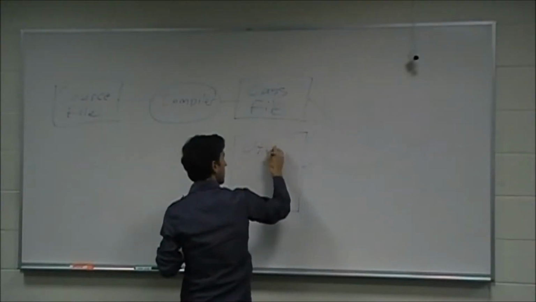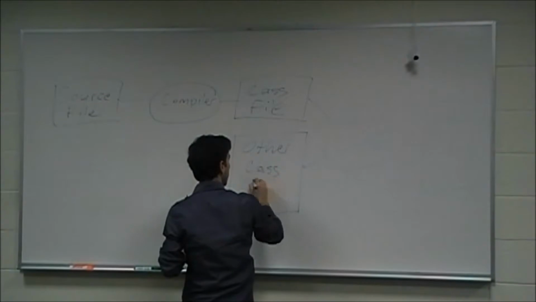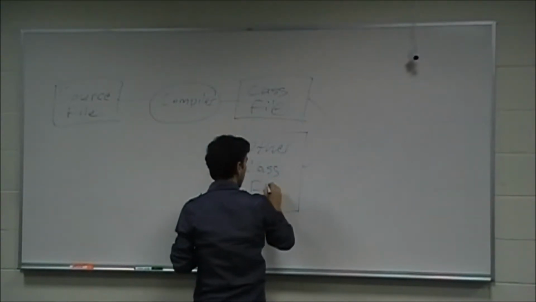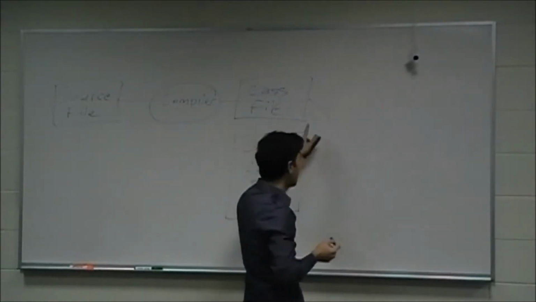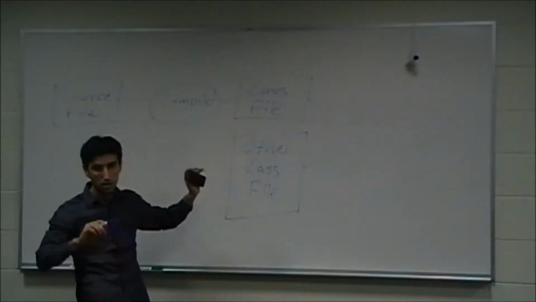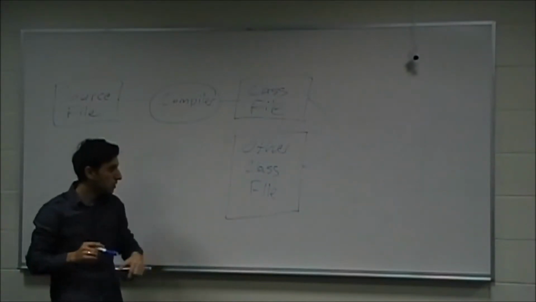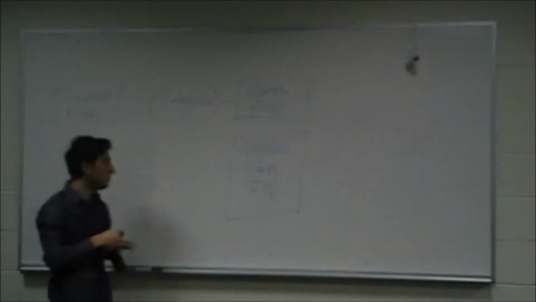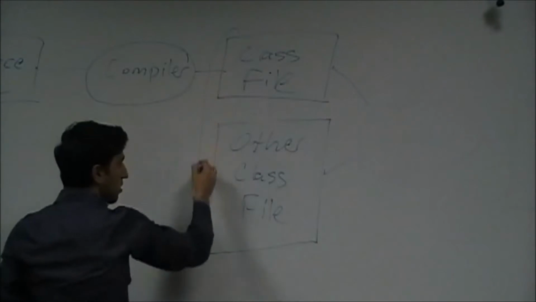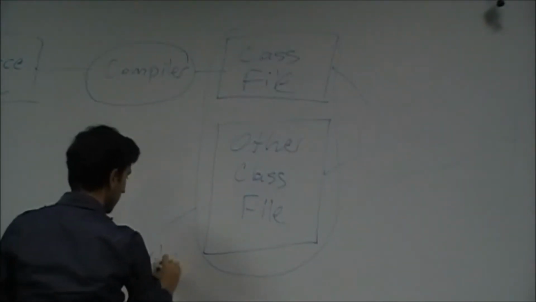And there are other class files that are available, just like we saw. These are numerical instructions for a machine to follow, but not the computer itself. We're going to see later on what machine. These are numerical instructions for the machine to follow. This whole thing is called a bytecode.